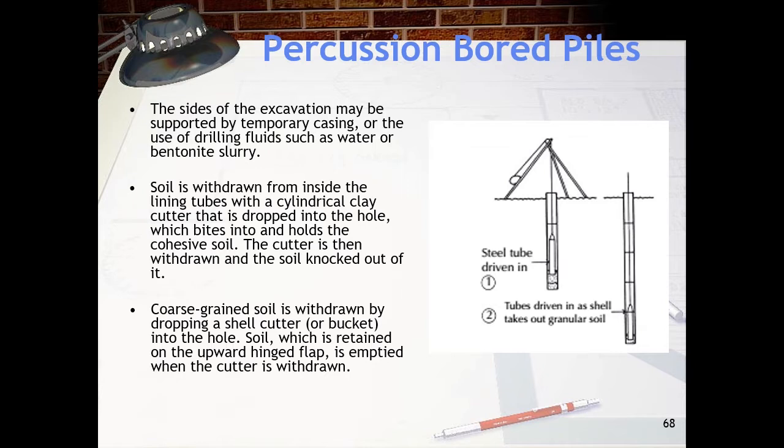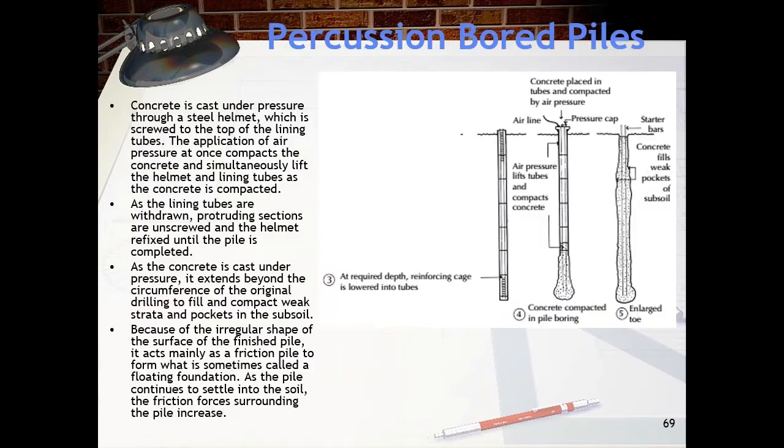Coarse grained soil is withdrawn by dropping a shell cutter or bucket into the soil. Soil which is retained on the upward hinge flap is emptied when the cutter is withdrawn. Jadi lepas dia ambil tanah tu, dia akan buang, so that the next process tu akan repeat lagi lah. When it reaches the required depth, the reinforcing cage is lowered into the tube. Jadi dia akan letak lah reinforcing cage.